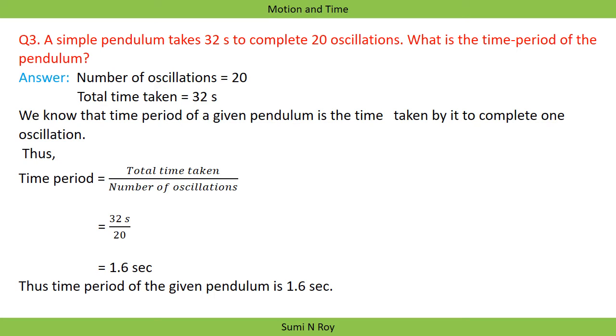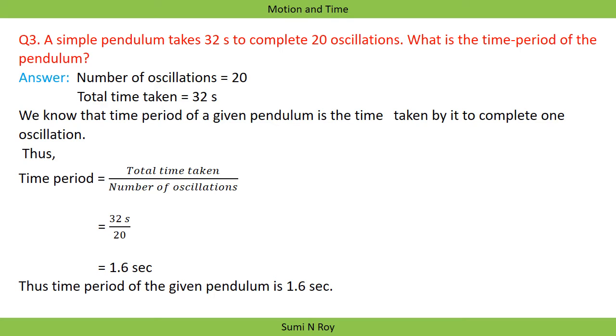Next question is a numerical. A simple pendulum takes 32 seconds to complete 20 oscillations. What is the time period of the pendulum? So firstly we will write what are the given values. Number of oscillations is equal to 20. This is a given value, and total time taken is 32 seconds.